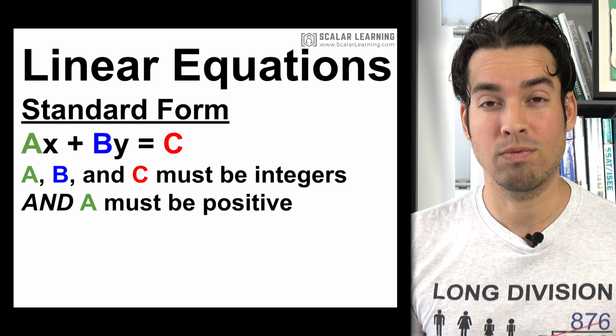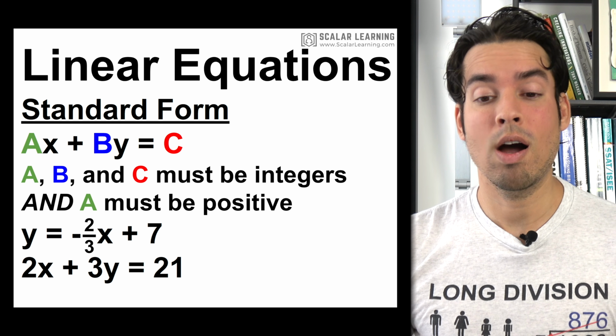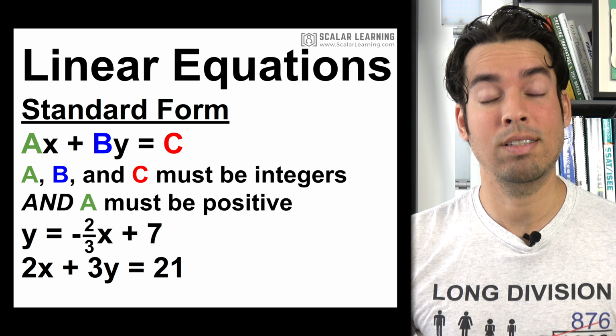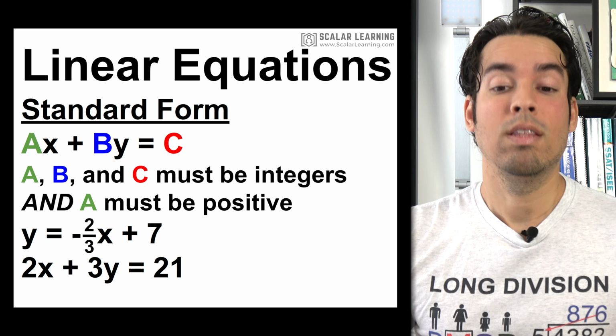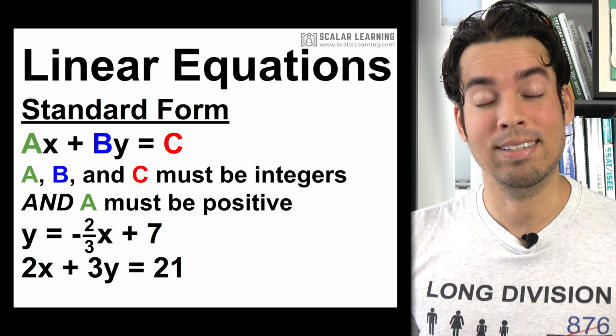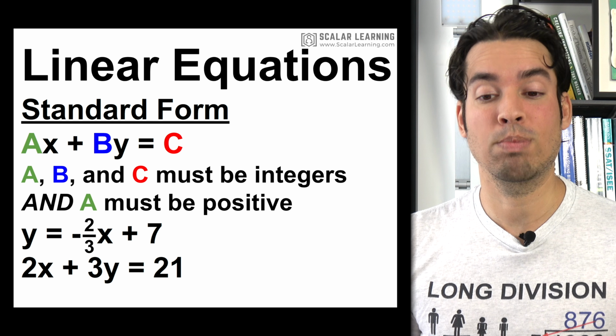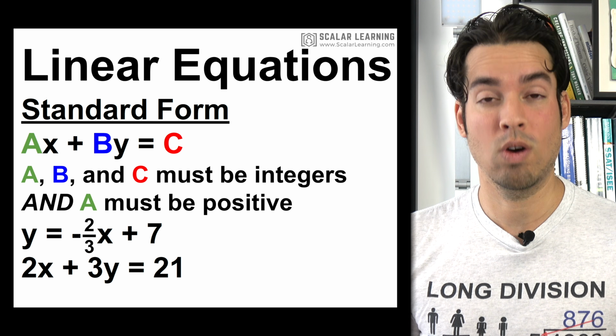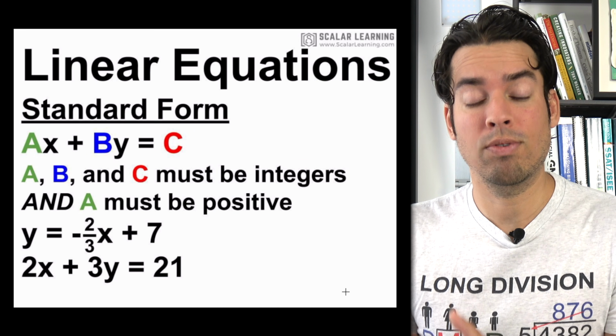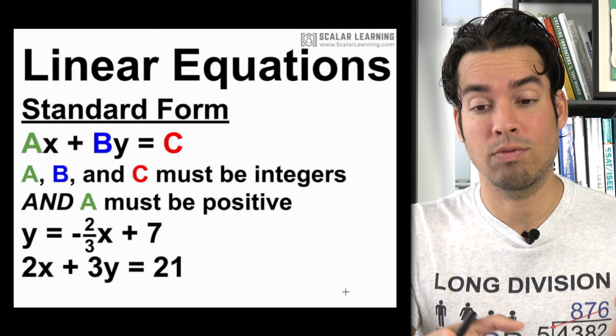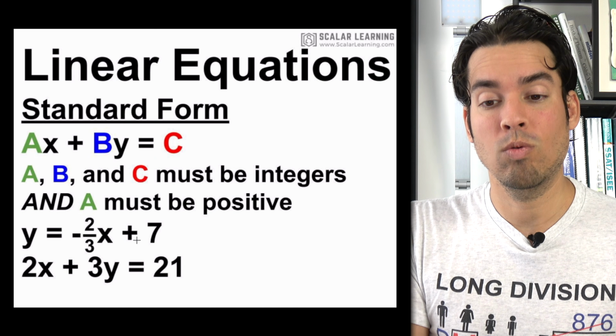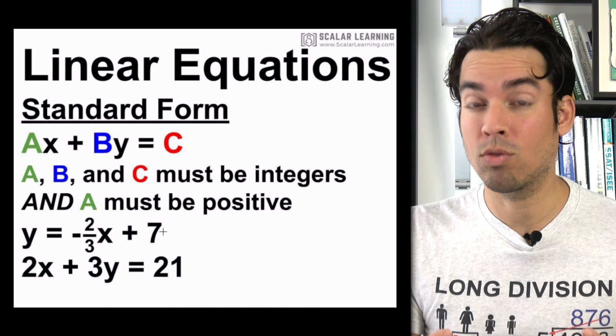So for example, if we look at y equals negative 2/3 x plus 7, that's in slope-intercept form, the equation written in standard form would be 2x plus 3y equals 21. Now I'm going to show you how we go from that slope-intercept form to standard form, how we get there. Essentially we want to think about isolating that constant. That's really what it's all about.